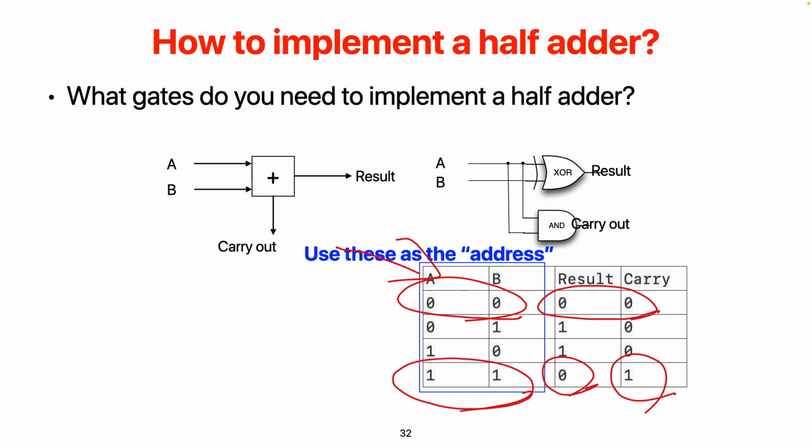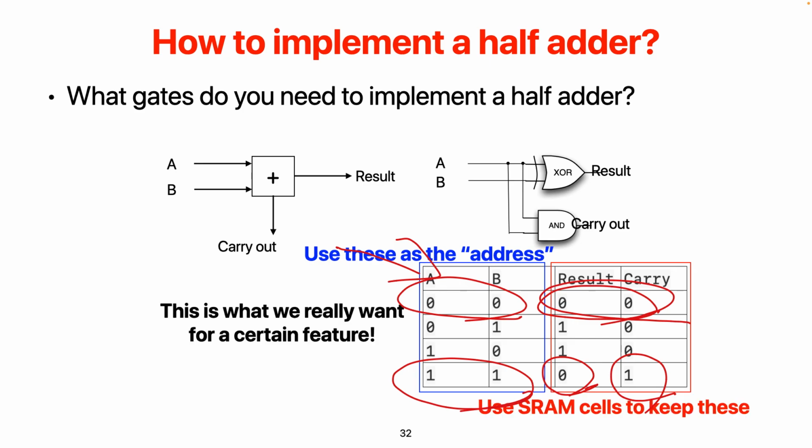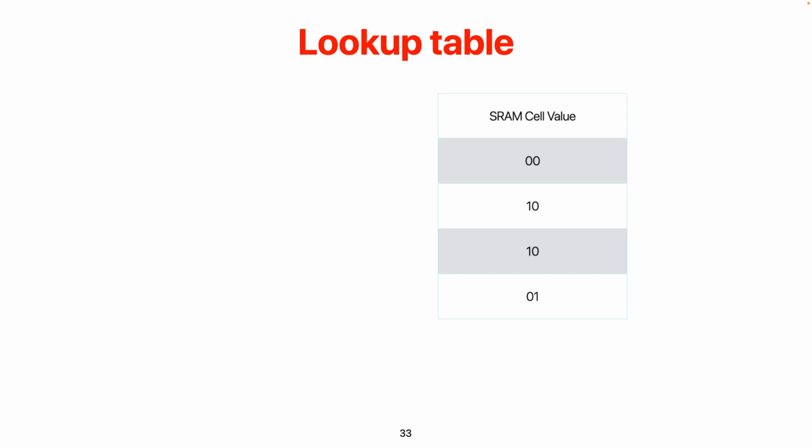However, another thought about this: what if I use the input as a memory address, and the corresponding cell stores the result and the carry for this address? So pretty much you can use SRAM to keep this result. You are implementing the algorithm, or say the hardware circuit, with memory content. If I'm looking for the result for 1-1, you can consider 1-1 as the memory address. Then you just go to it and you will get a result of 0-1. So every circuit could be translated into a lookup table.